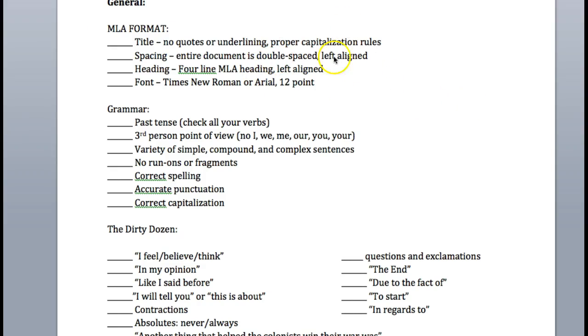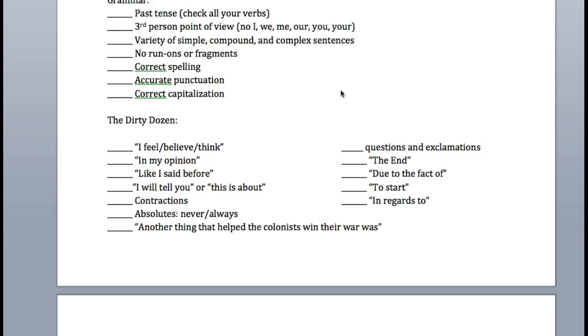Your MLA format is something we've already gone over a little bit, but here are the details again. It's important that you work on capitalization in this project. American Revolution should be capitalized. Revolutionary War should be capitalized. Grammar, past tense. Certainly this was in the past, so all of your verbs should be in the past tense. Don't jump back and forth between present and past.